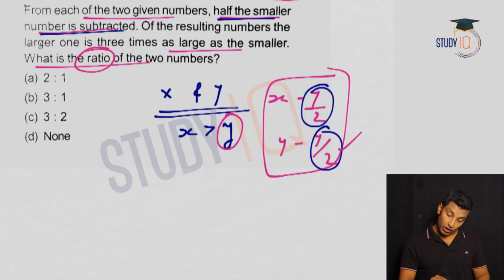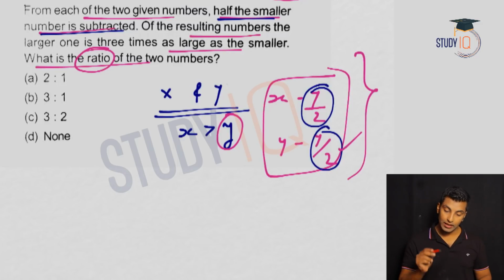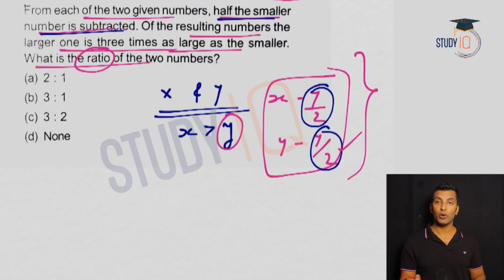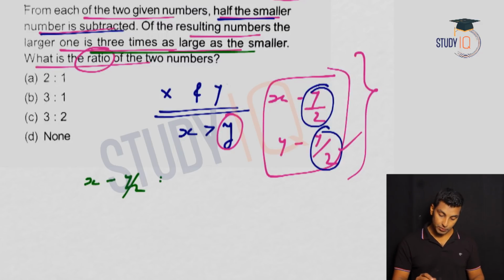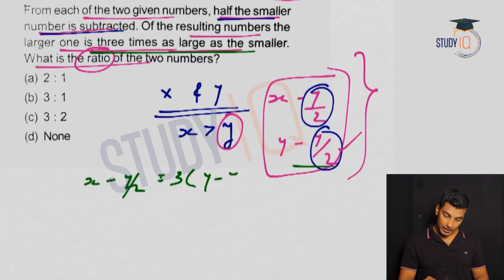And what is given? Of the resulting numbers, that means these two are the resulting numbers, the larger one is 3 times as large as the smaller. Now it is easy, right? Just equate this. The larger number will be x minus y by 2, which is 3 times the smaller number, so you can write it as 3 into y minus y by 2. From this you will get x by y is equal to 2 by 1.